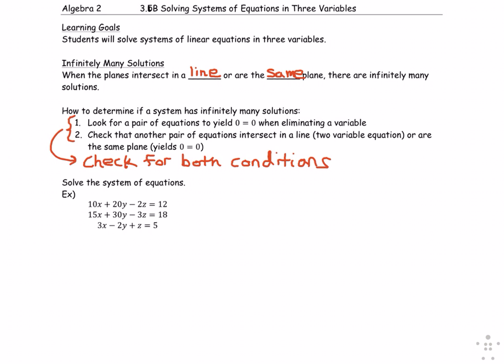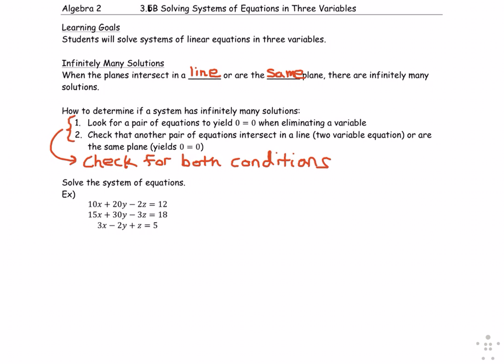And you have to look for two conditions. The first, one pair of equations yields 0 equals 0, which means that they're the same plane, and that's true all the time. And I could pick any x, y, z, and it will work in both equations at the same time, all the time. And you do that after elimination.